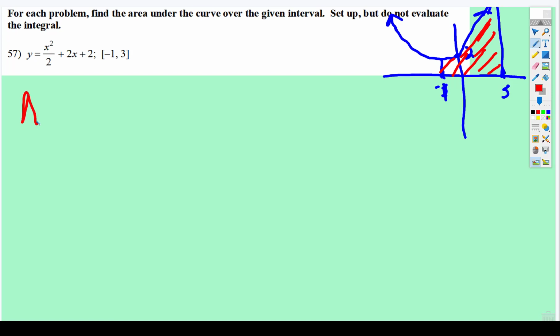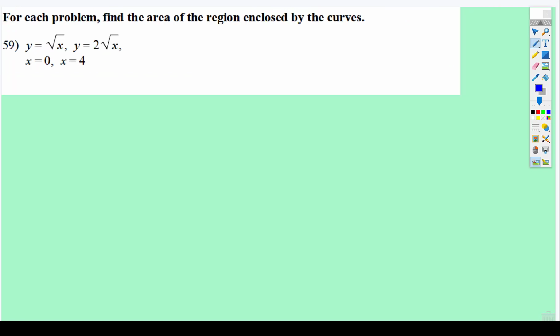So now, since it's area, we say area equals, and the lower bound is -1, the upper bound is 3, x squared over 2 plus 2x plus 2. It just says set up, do not evaluate. That is what it would be, and then you'd proceed to evaluate. So let's see about another one.